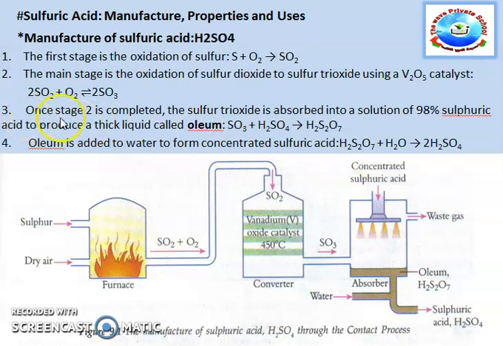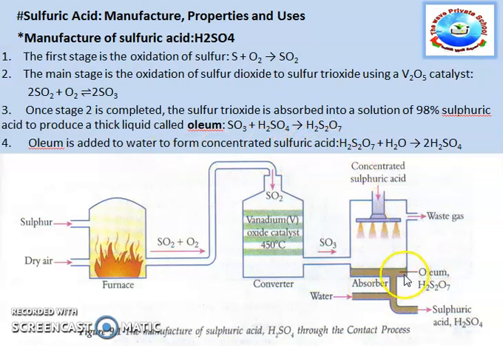So see student, once stage 2 is complete, the sulfur trioxide is absorbed in the solution of 98% sulfuric acid. So it produces a thick liquid called oleum. So what is oleum? When sulfur trioxide reacts with sulfuric acid, it gives you a thick liquid called oleum. Once the oleum is added to water, it forms concentrated sulfuric acid.